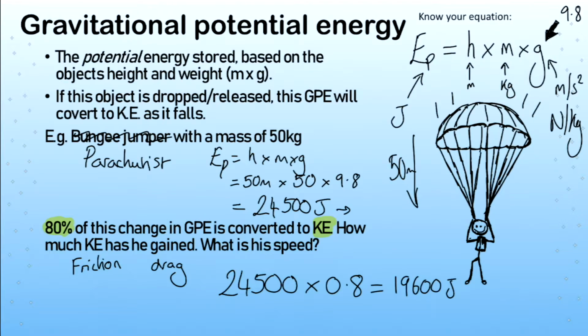And the next step from that would be to calculate his speed. We talked earlier about how we can use the equation to do that. So you'd use v equals the square root of EK over half m, and if you substitute that in, we've got the square root of 19,600 over half of his mass, which is 25, and that allows us to work out what speed he would have. In this case, it would be 28 meters per second.